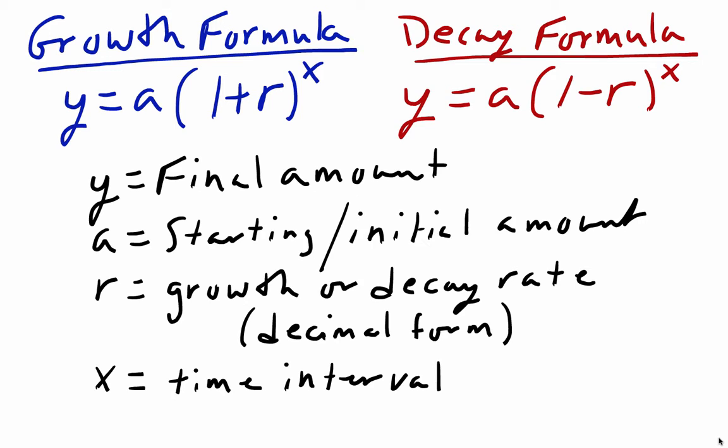R stands for the growth rate or decay rate, and it's usually in a percent form, but you need to put it in decimal form in the equation. And then X stands for the time intervals, how much time has passed from when it started to when you want to end up, whether you're growing or decaying. In the growth formula, the 1 plus R is your growth factor, and in the decay formula, the 1 minus R is your decay factor.